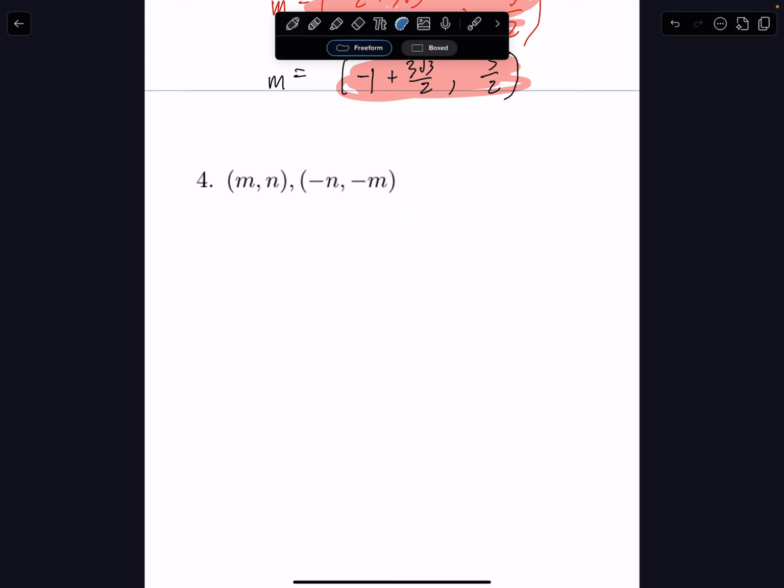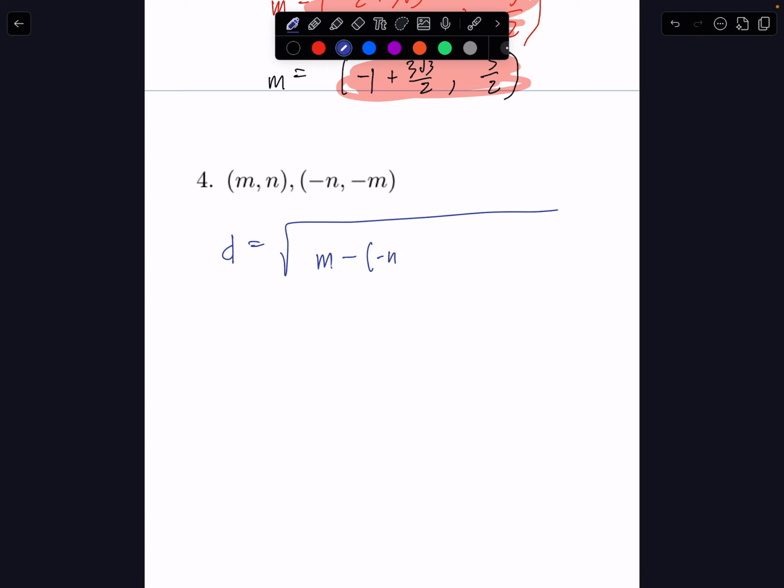Where you have letters, yeah? Okay, maybe not so easy as I thought. Okay, let's try it. So distance is the square root of the x component subtracted and then squared, right? So that's going to be m minus, be careful here, minus a -n and then squared, right? And then the difference of the y coordinates. So that's going to be n minus -m squared. This is just straight application of that formula. Okay, what does that give us?